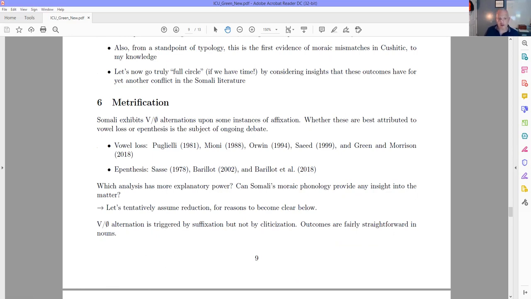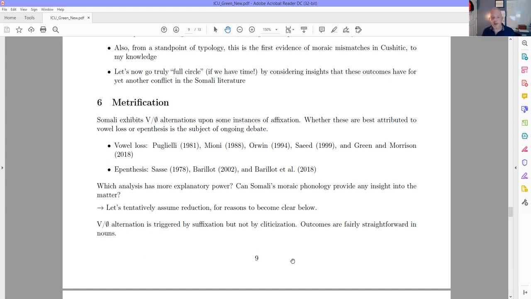And so you can see a list here of obviously a number of studies over the years. And so one of the questions is, which analysis has more explanatory power? And can Somali's moraic phonology provide any insight into the matter? And so I have to start somewhere. So I'm going to tentatively assume reduction, for reasons that I hope become clear as we talk through this.